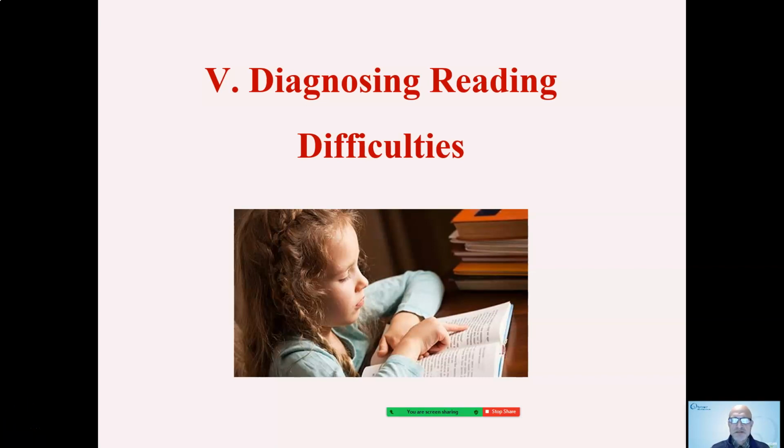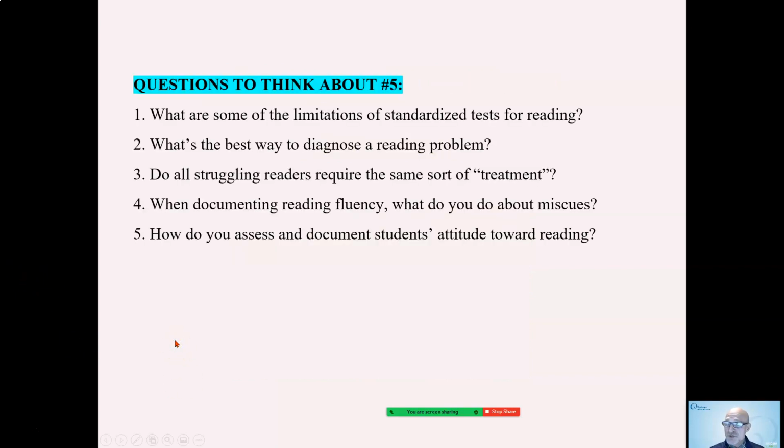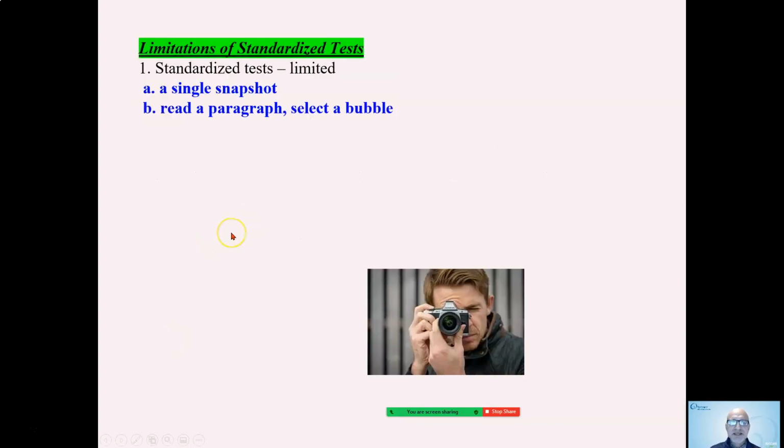All right, this is part 5, diagnosing reading difficulties. Some questions to think about. What are the limitations of standardized tests for reading? What's the best way to diagnose a reading problem? Do all struggling readers require the same treatment? When documenting reading fluency, what do you do about miscues, and how do you assess and document students' attitude towards reading? So let's get down to it.